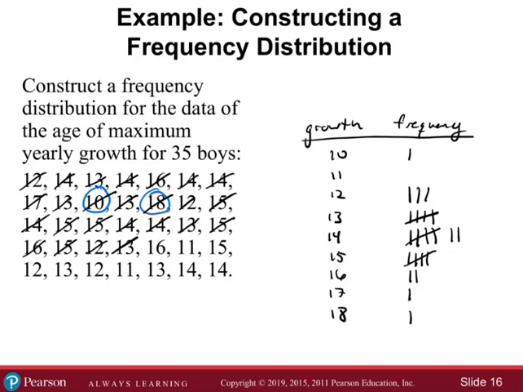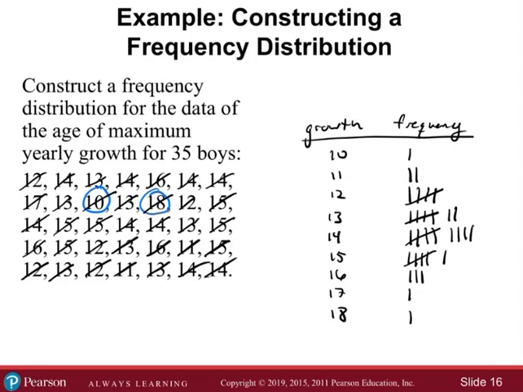Then 16, okay, 11, 15. Okay, I'm just trying not to miss one. 12, 13, here, 12, 11, 13, and then two more 14s. Here, okay.